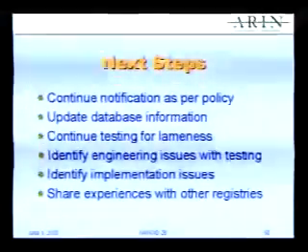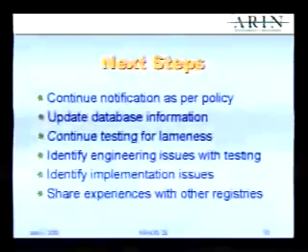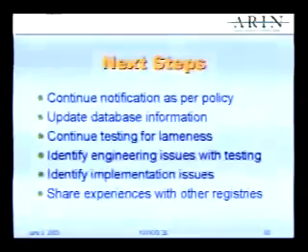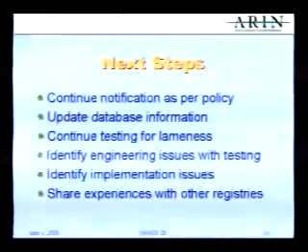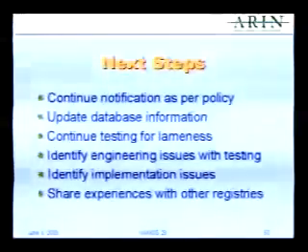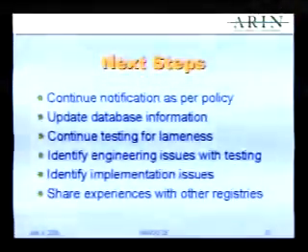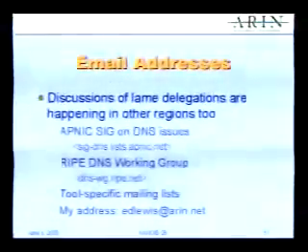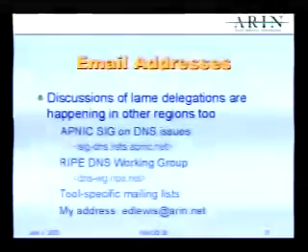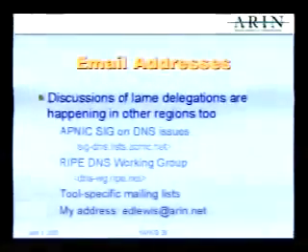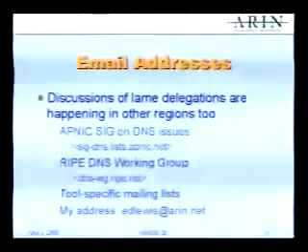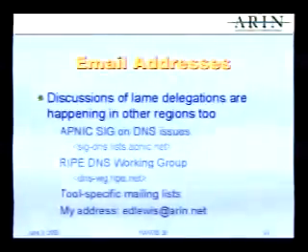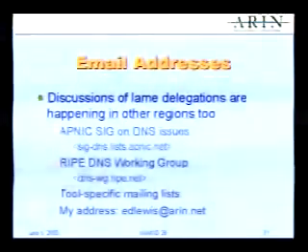We're collecting our lessons. I've already presented once to RIPE about what we're finding in the process of doing this. We're identifying implementation issues in going through this process, and again, sharing experience with the other registries. Other registries are wanting to do this too, so we're giving them what we can. There are discussion lists talking about DNS lameness. There's one in APNIC and one at RIPE, and they're trying in both places to define the problem for their regions and also for the members and to spread through the internet in their regions.